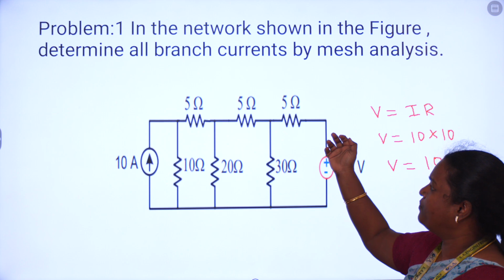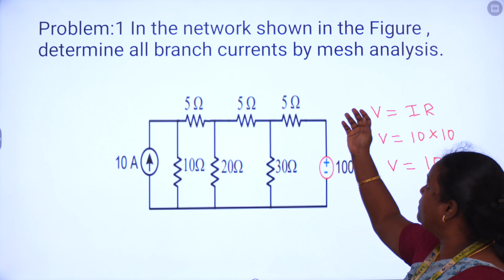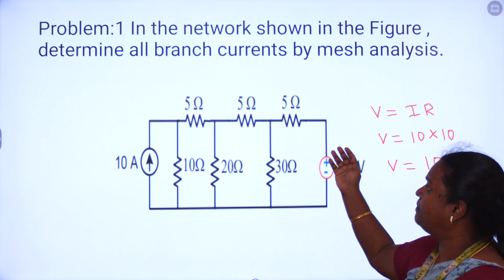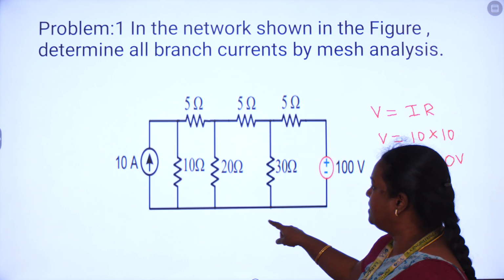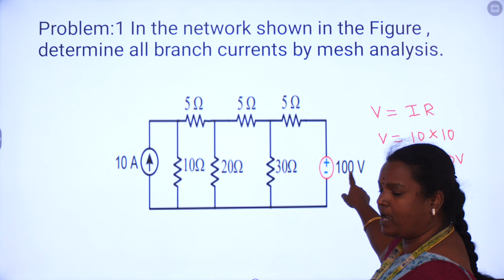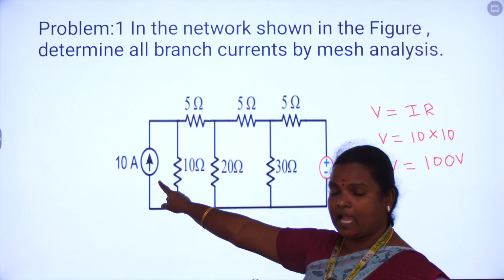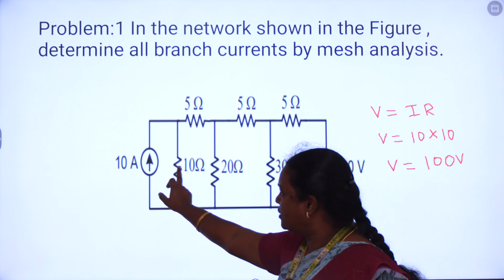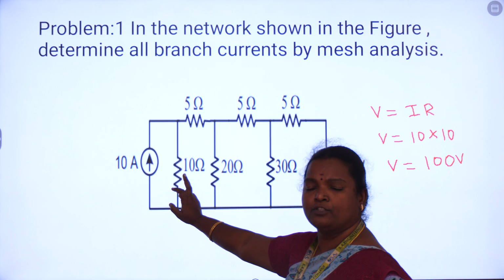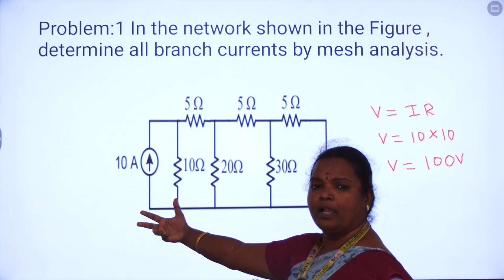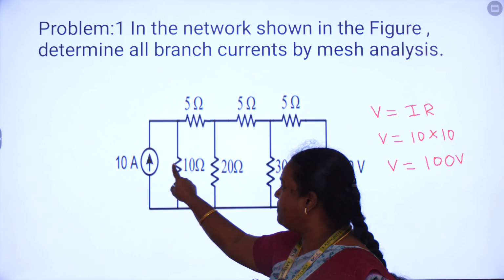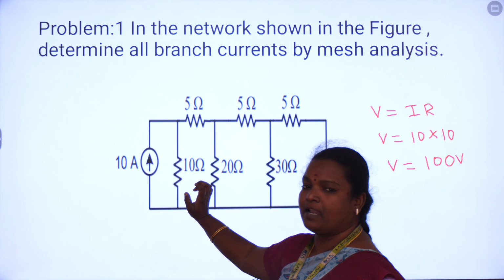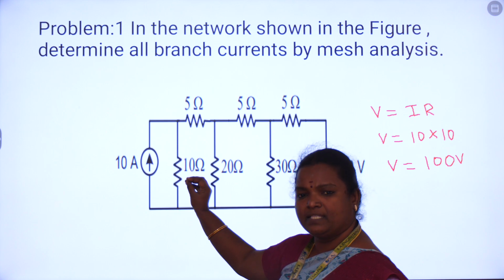So let's move on to the problem. The first problem: in the network shown in the figure, determine the branch currents by using mesh analysis. This is the given circuit, which consists of a 100 volt source and one 10 amp current source, and this current source is in parallel with this 10 ohm resistor, so we can simplify the circuit so that it will be easy to find the current. Since this 10 amp current source is parallel with the 10 ohm resistor, we can simplify this.